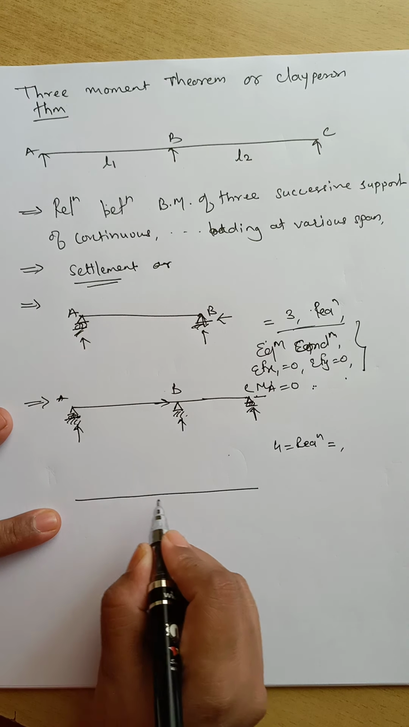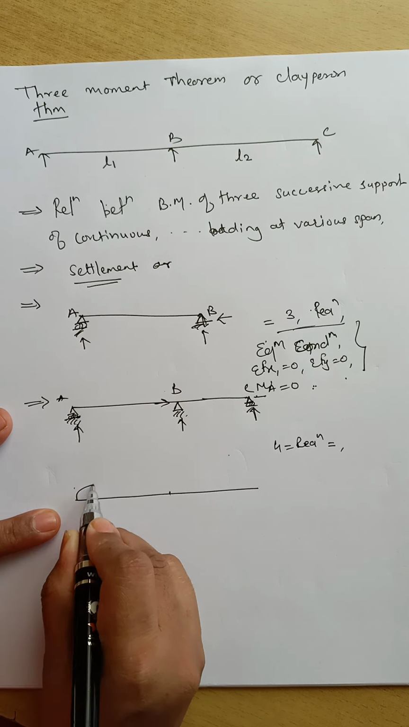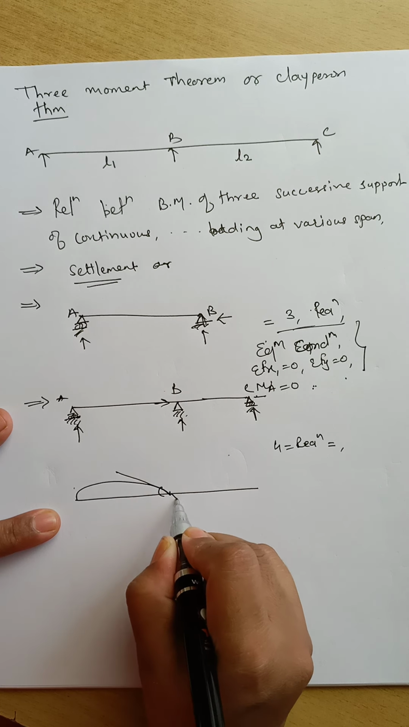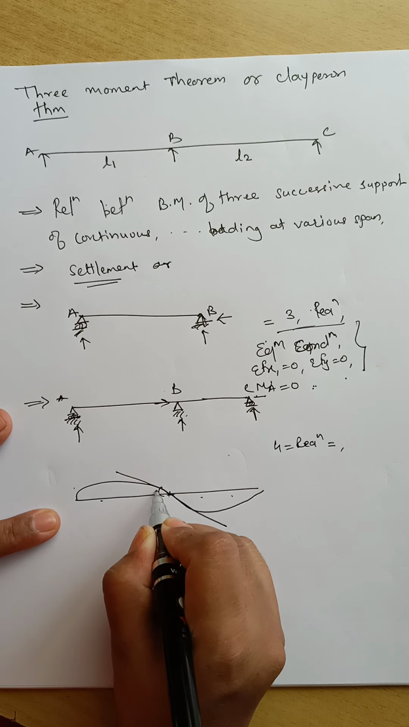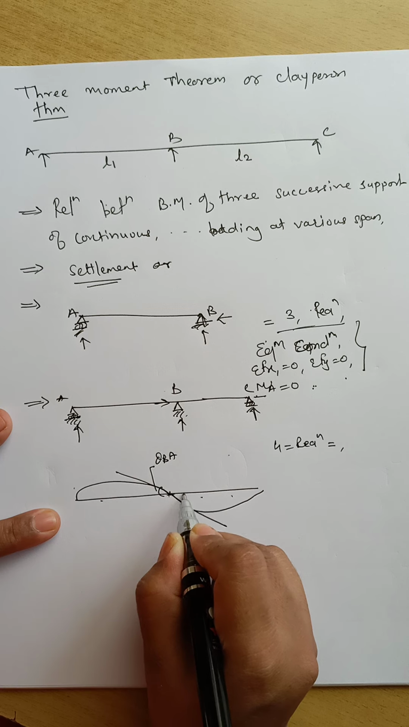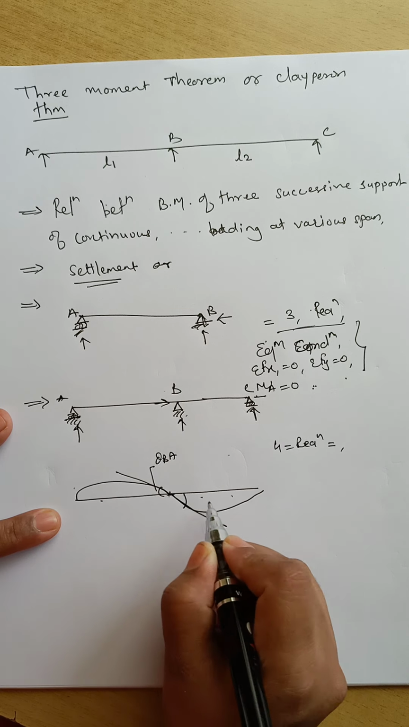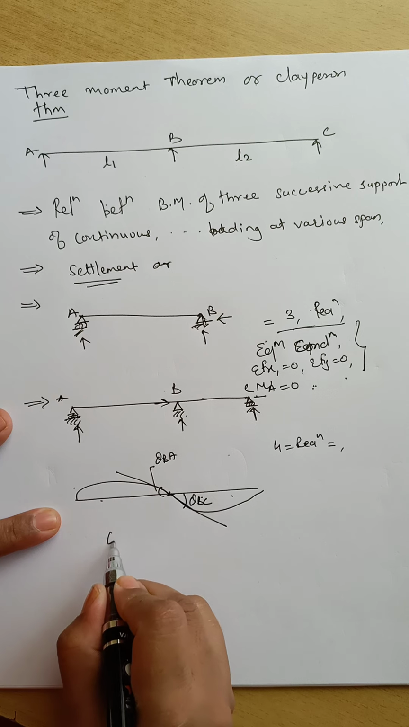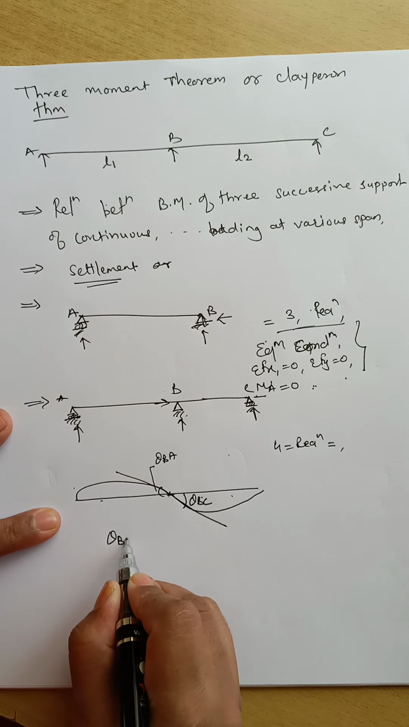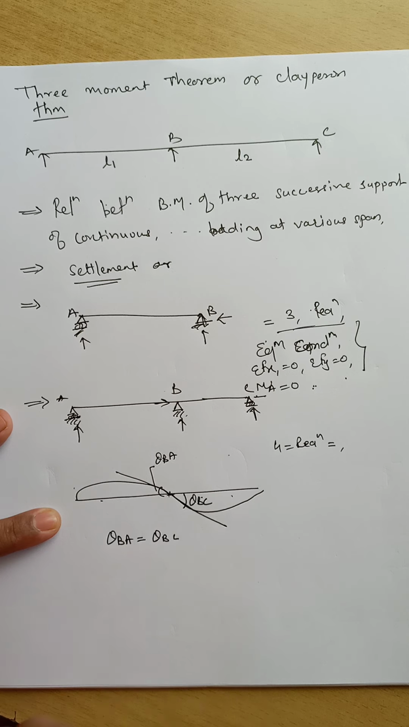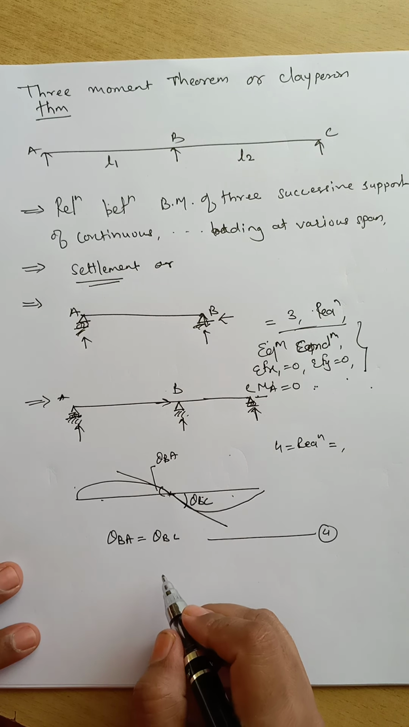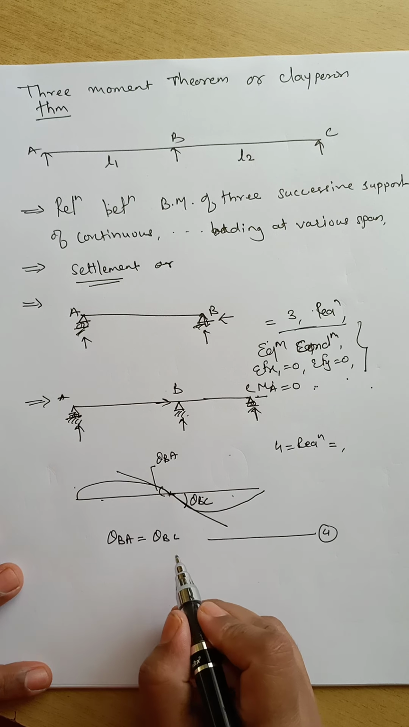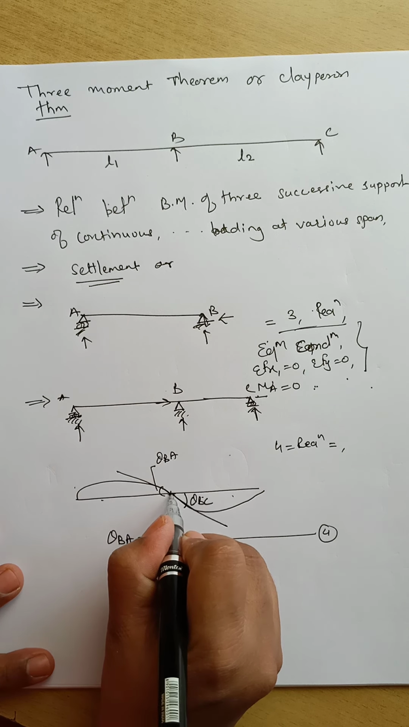The slope at B, towards A, is theta BA, and the slope at B towards C is theta BC. In the compatibility equation, the slope at B on both sides is equal. This is the fourth condition. We use the three equilibrium equations and again the compatibility equation to derive the three moment theorem.